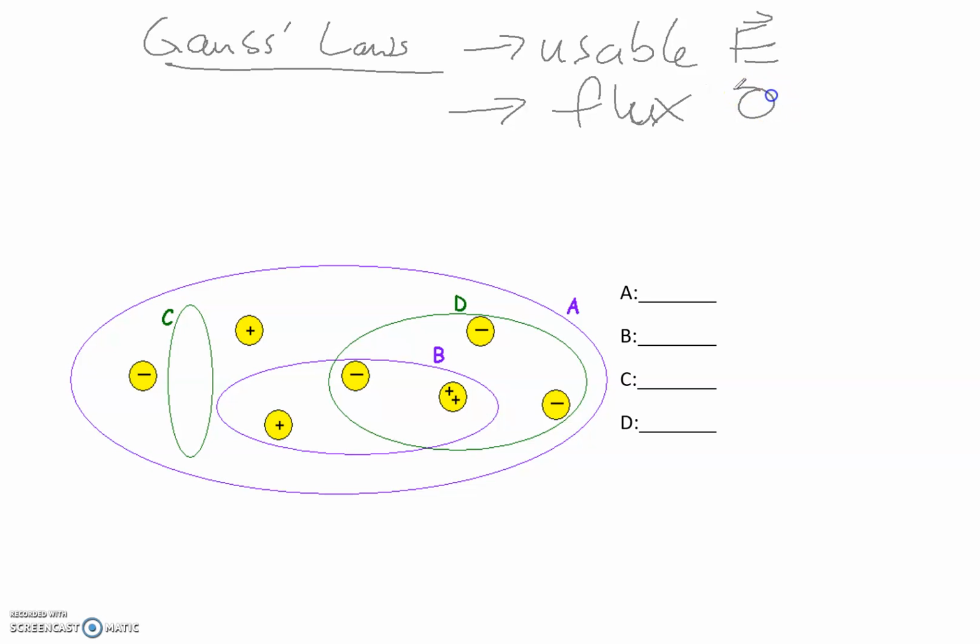But the idea of flux is what kind of field is actually usable. And the symbol for flux is the Greek letter phi. I'll clean that up a little bit. The Greek letter phi is the symbol for flux. And there's different types of flux. There's electric flux, there's magnetic flux. Whenever you have a field, you can talk about flux.